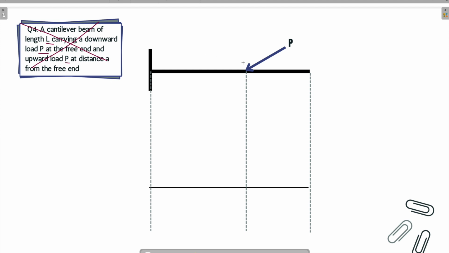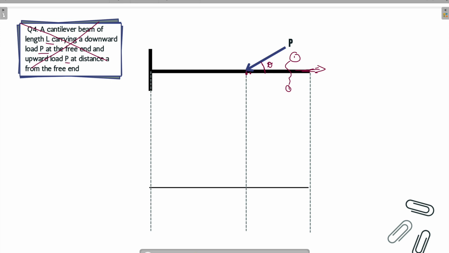The question says there is a slanting load P acting at an angle of 30 degrees, or say theta degrees, at this point of the beam, and the beam is of length L, and we have to draw the shear force diagram. How to do that? So let's cut a section over here. Can you see any loading on the right hand side of the section over here? There is no loading, so there will be no shear force over here. Similarly, if you move the section till this point, there will be no shear force.